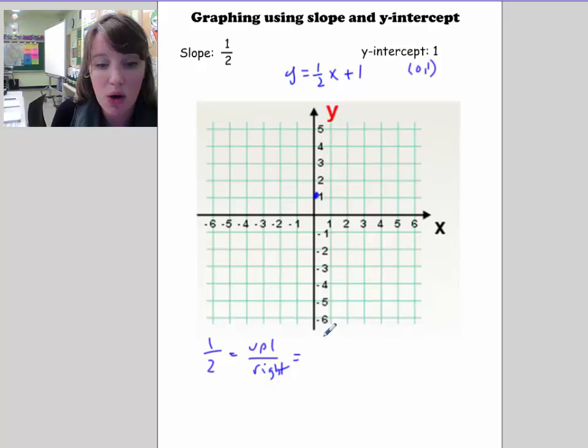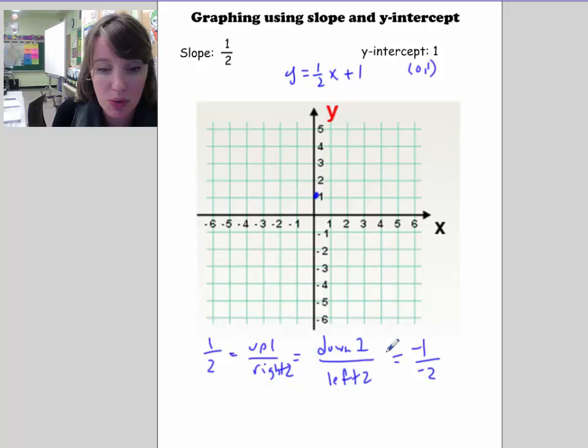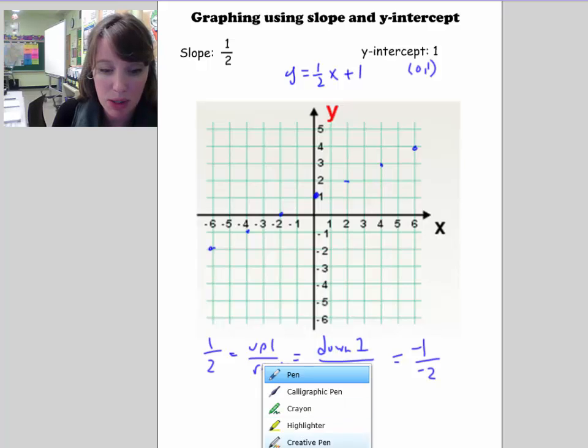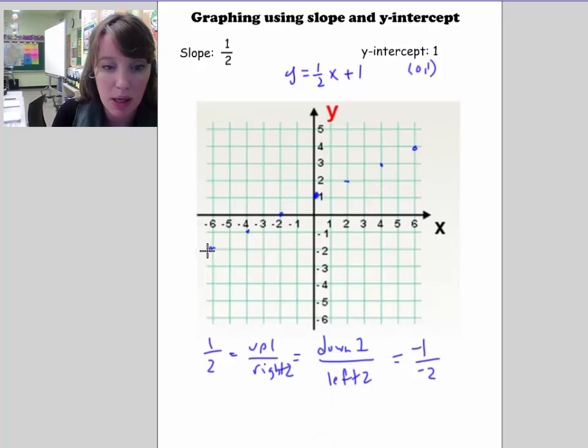Equivalently, I can go down 1 and left 2, right? Because that would be equivalent to -1 over -2, which is equivalent to 1/2. So I can go up 1 and right 2, and then to fill it out, I can go down 1 and left 2. And that gets me a point that's collinear. Okay, so here are my points. Let me go ahead and draw my line.